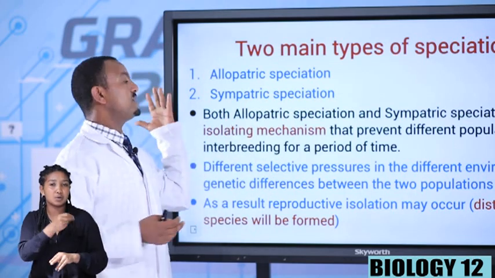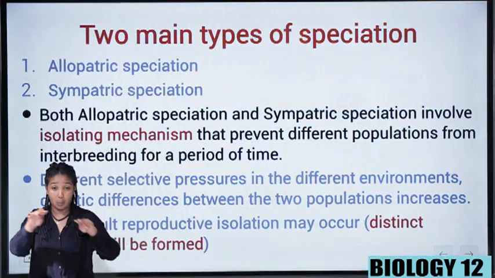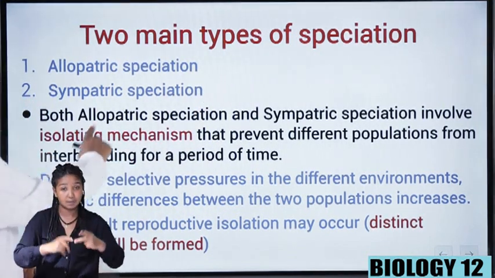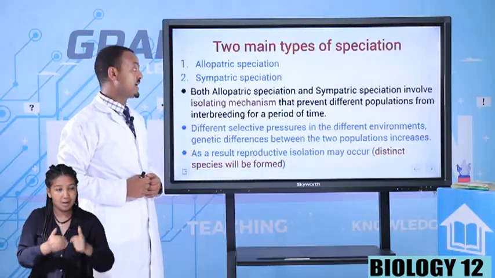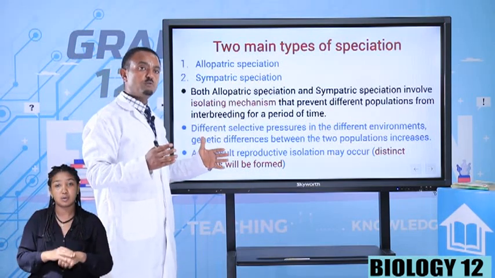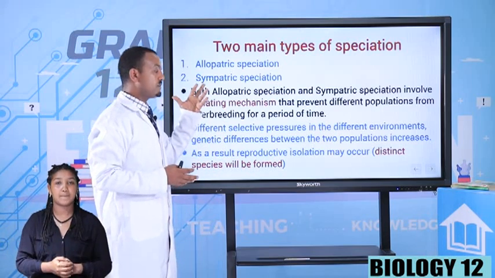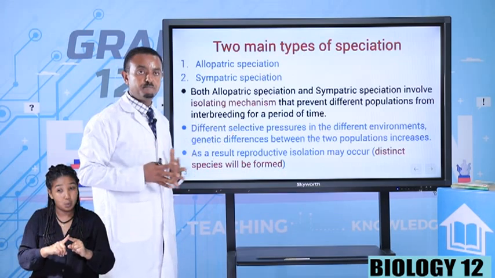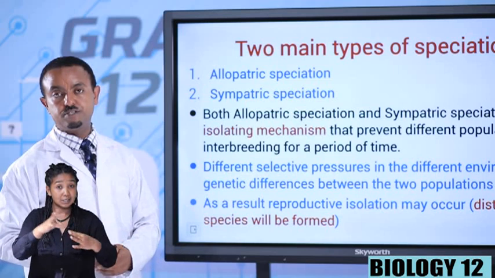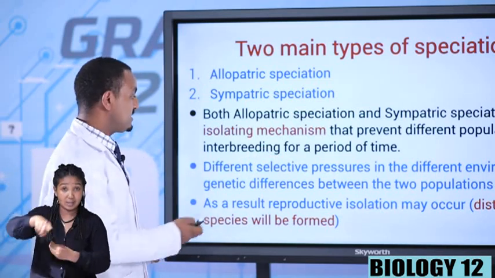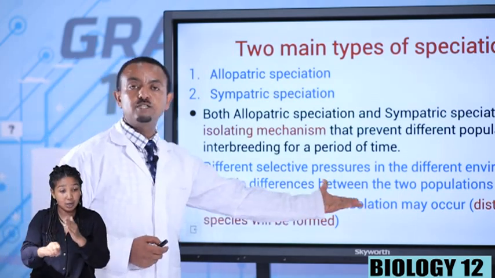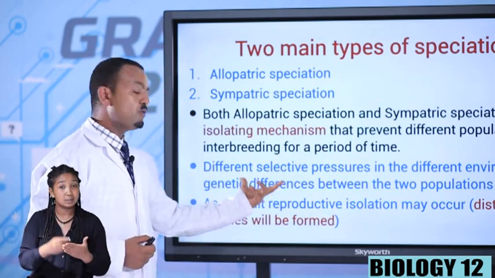What are the common features of allopatric and sympatric speciation? The common features are that both involve isolating mechanisms that prevent different populations from interbreeding for a period of time. If two different populations are prevented from breeding with each other, new species will arise. Different selective pressures in the different environments lead to genetic differences between the two populations. As a result, reproductive isolation may occur. Distinct species will be formed.